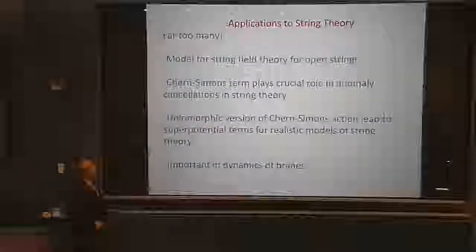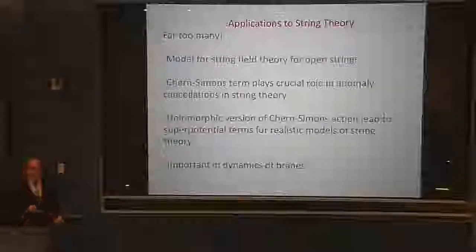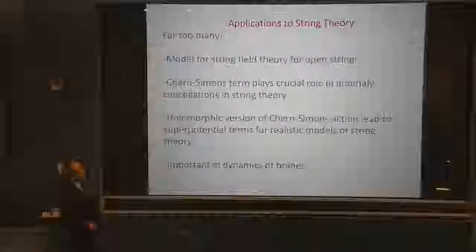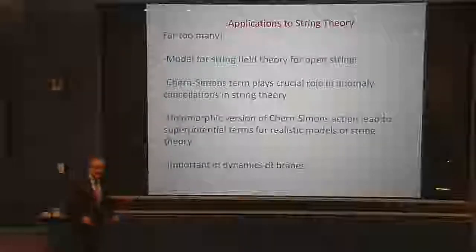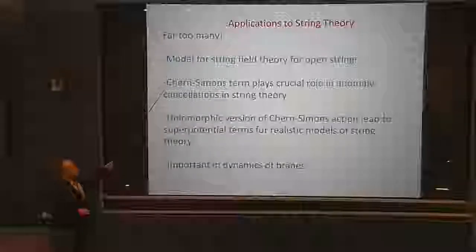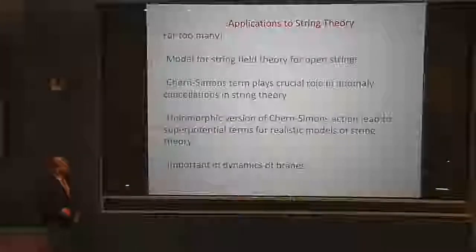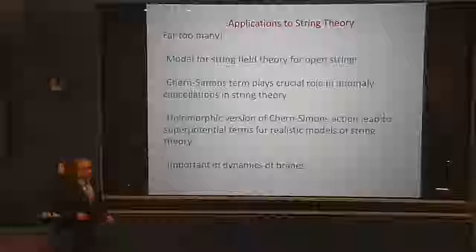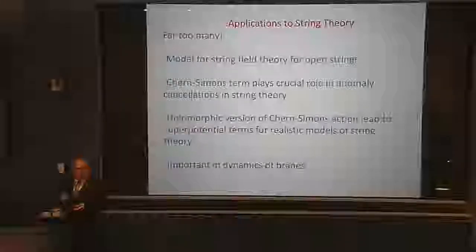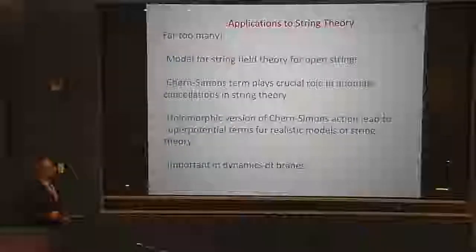So now, applications to string theory is what my topic is. So this was basically what Chern-Simons theory itself was. Now we want to talk about how we apply it to string theory. Well, there are far too many, as I hope I tried to indicate by that search. For example, I'll just give you a few of them. It's a model for string field theory for open strings. The Chern-Simons term plays a crucial role in anomaly cancellations in string theory. That's one of the reasons string theory exists, the fact that somehow magically anomalies cancel. The Chern-Simons term plays a key role in that.